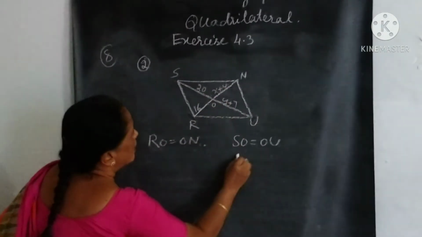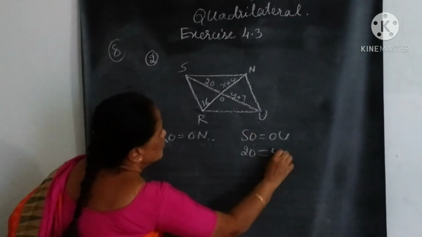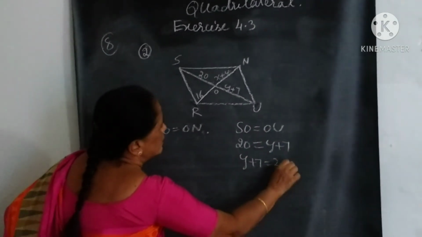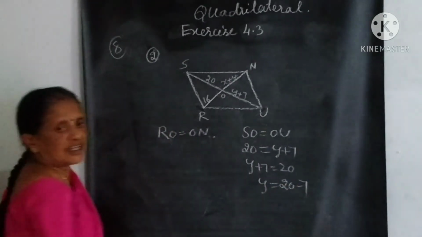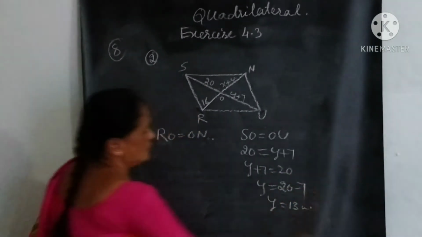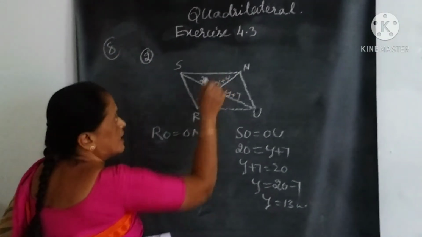Here, SO is equal to OU. SO is how much given? 20. Then OU is how much? Y plus 7. And Y plus 7 is equal to 20. Y is equal to 20 minus 7. That is 13 centimeters. What is the value of Y? 13 centimeters. Then find the value of X.